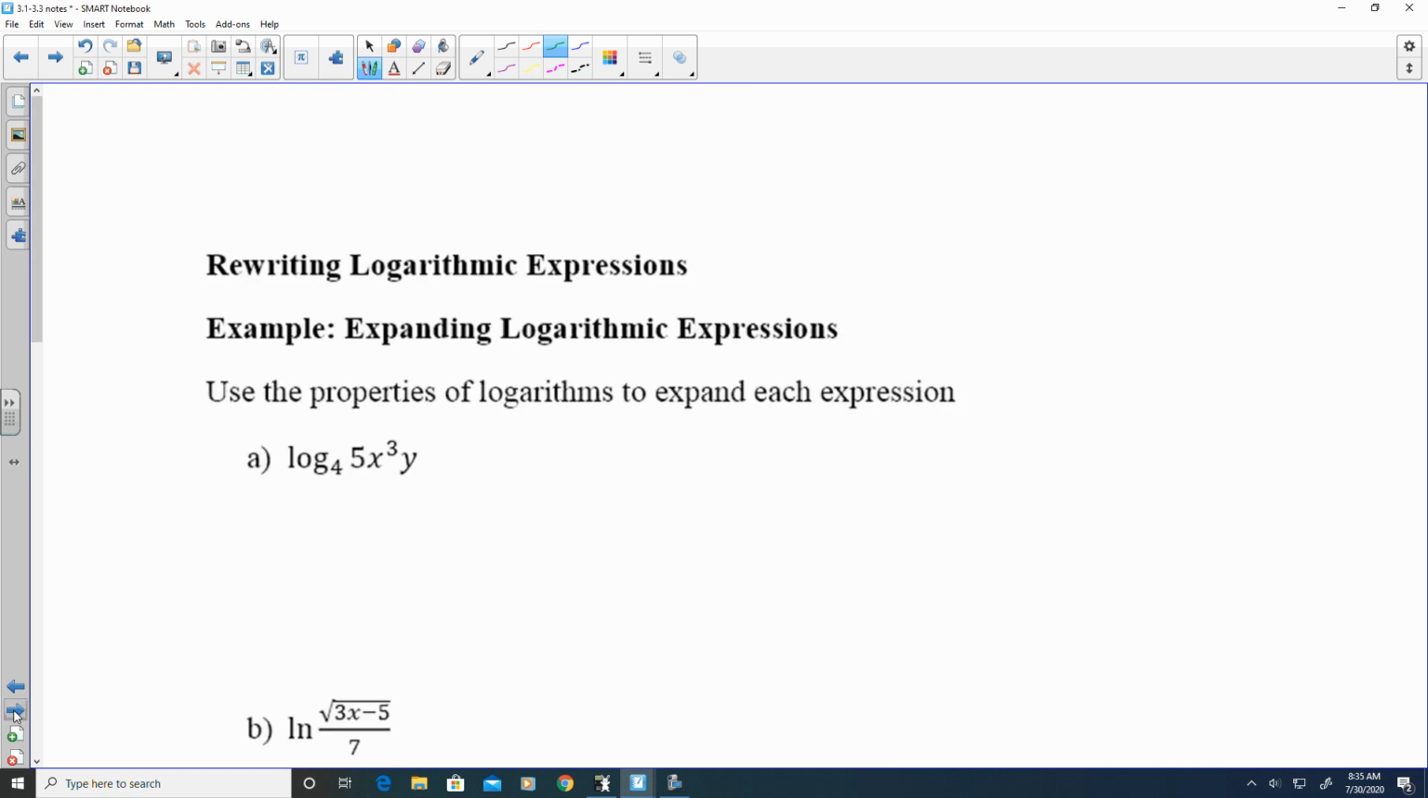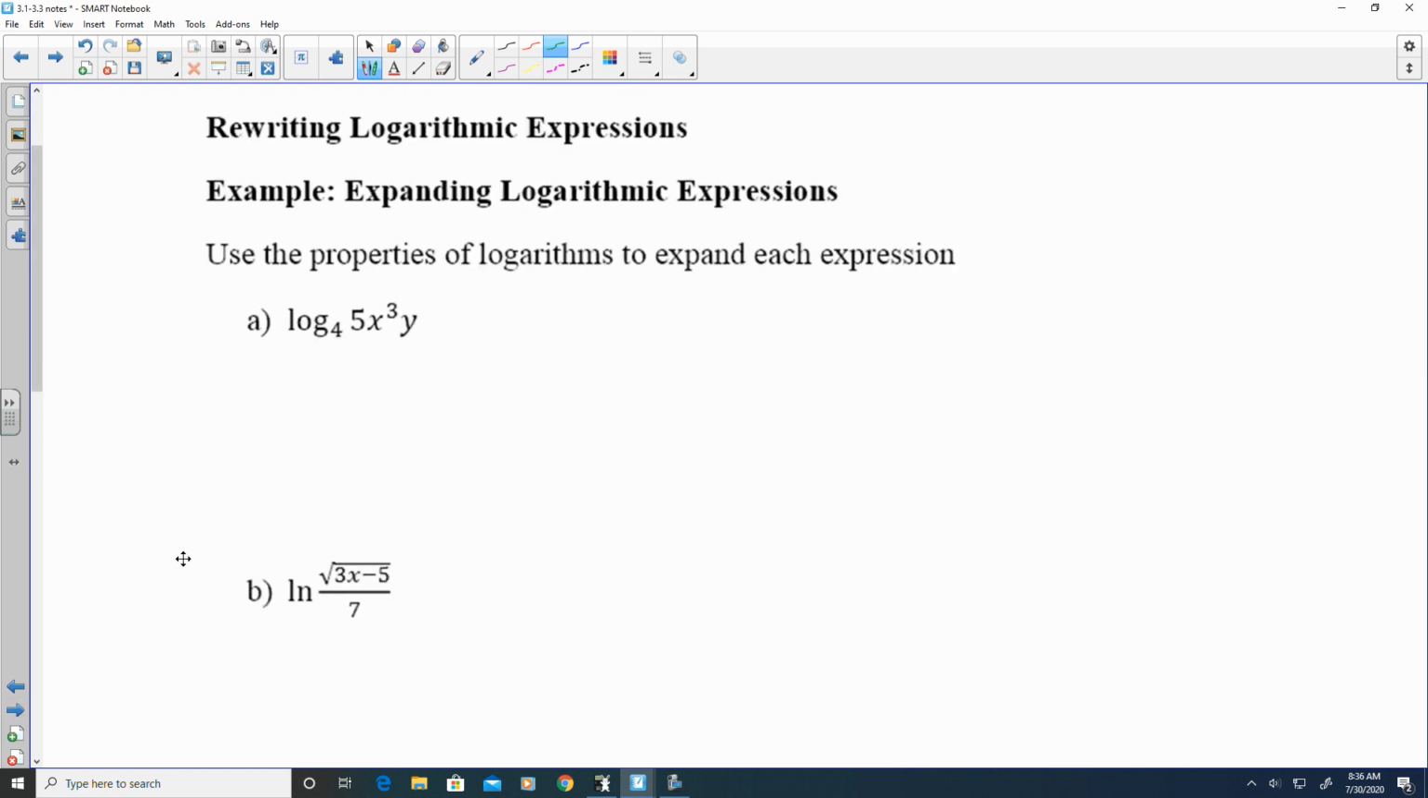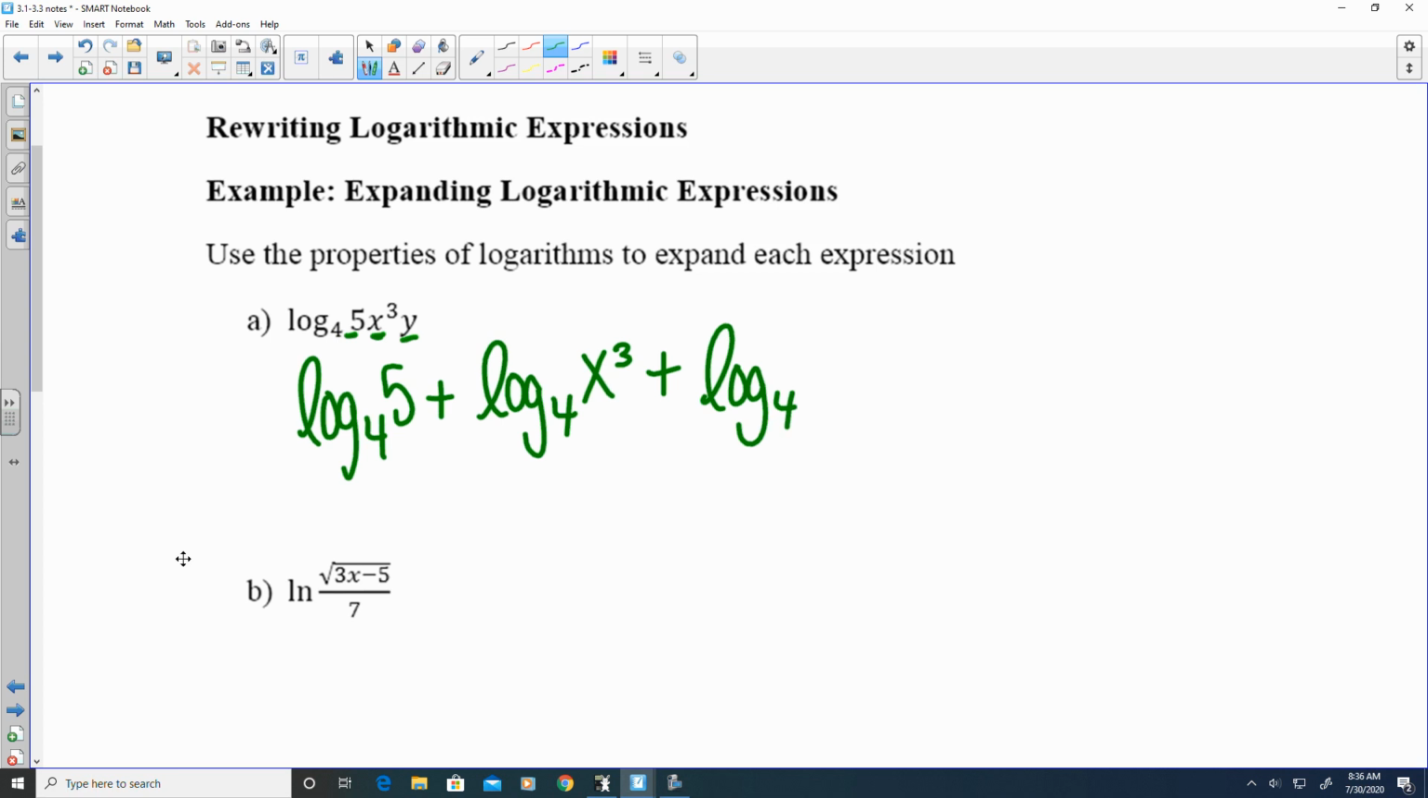Okay, now let's use those properties for expanding terms that have x's and y's and square roots and all kinds of fun stuff. So expanding, I want to basically pull this apart. Every term should be its own if I can. So I see a 5, I see an x cubed, and I see a y. All three of those terms are being multiplied together, so they're each going to have their own term added. We're going to have log base 4 of 5, log base 4 of x to the third, and log base 4 of y.